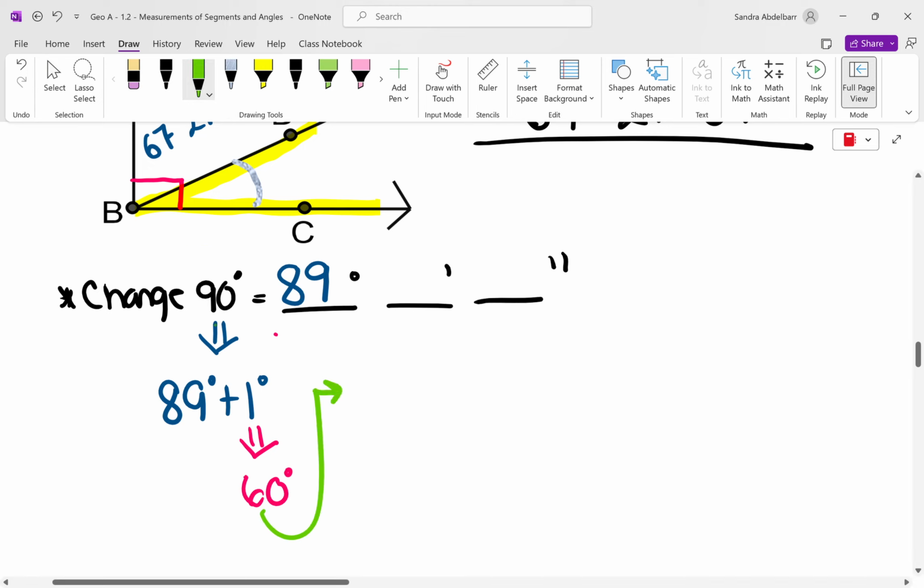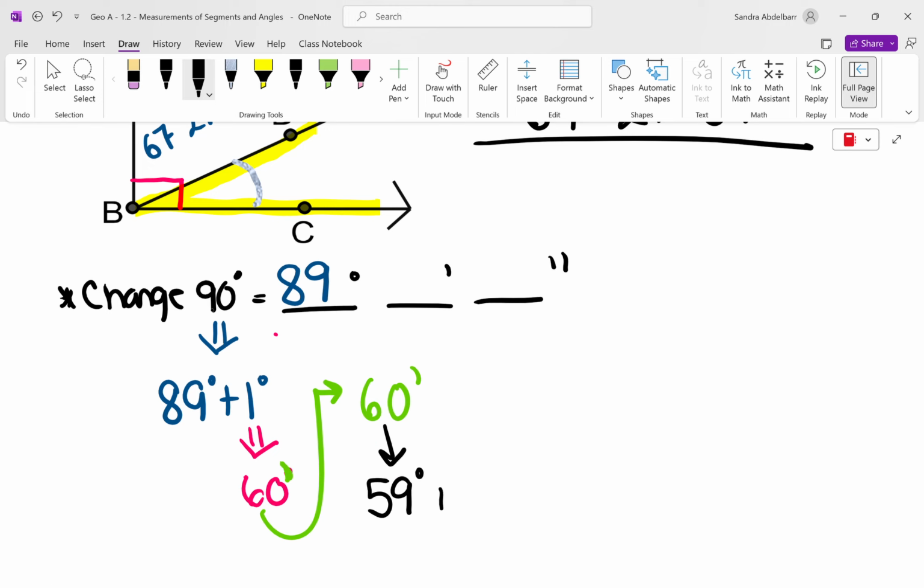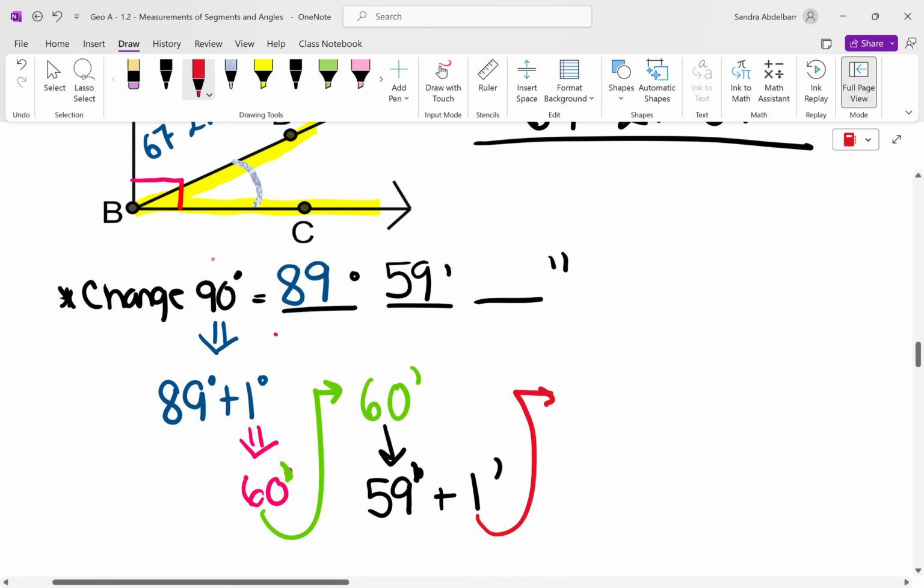But we're going to take that 60, not degrees, 60 minutes. Sorry if I'm confusing you. We're going to take that 60 minutes and change it into 59 minutes plus 1 minute. We're going to keep the 59 minutes. And then I'm going to take the 1 minute and do what with it? No, it is 60 seconds. We're going to take the 1 minute and change it to 60 seconds.